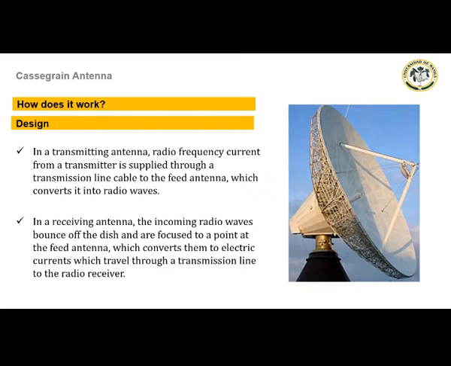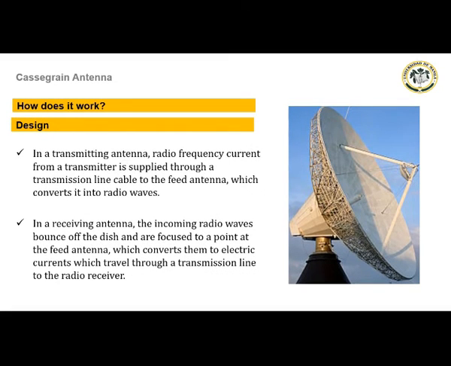In a transmitting antenna, the radio frequency current from a transmitter is supplied through a transmission line cable to the feed antenna, which converts it into radio waves. The radio waves are emitted back toward the dish by the feed antenna and reflect off the dish into a parallel beam. In a receiving antenna, the incoming radio waves bounce off the dish and are focused to a point at the feed antenna, which converts them to electric current which travels through a transmission line to the radio receiver.